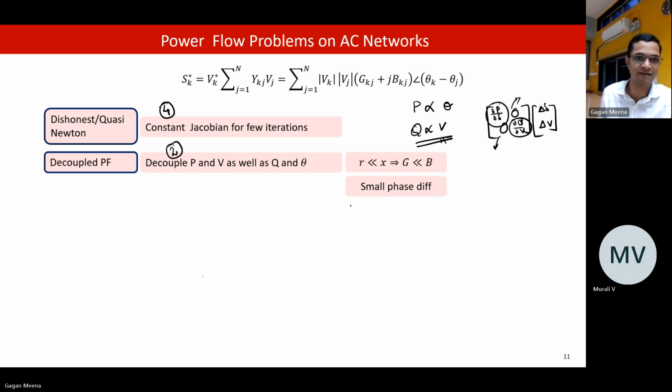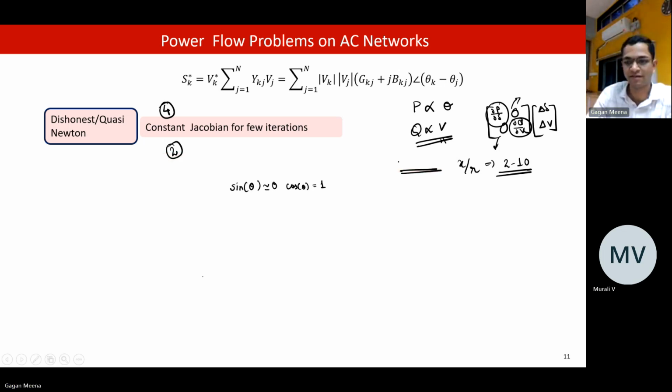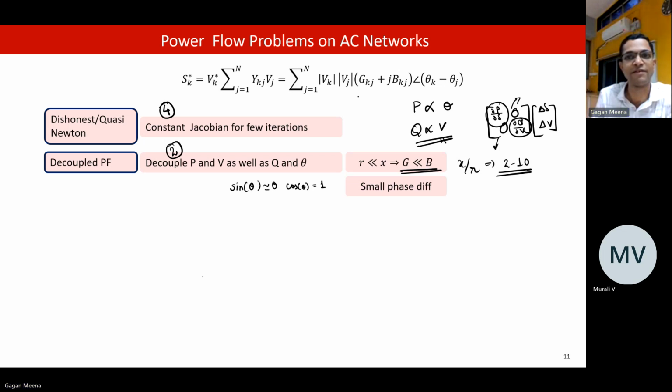Also, we make these two assumptions. In the earlier case, we don't make any assumption on angle or R and X. But here we assume that the angle difference is small, so we can approximate sine theta by theta and cos theta by 1. And also we know that the X by R ratio is very high, 2 to 10. We can neglect the resistance R values. So the G terms will vanish.